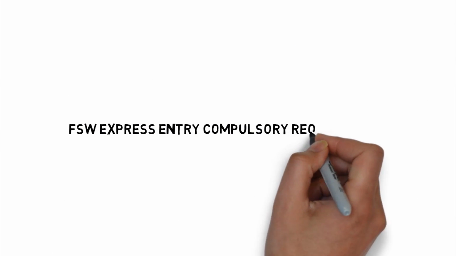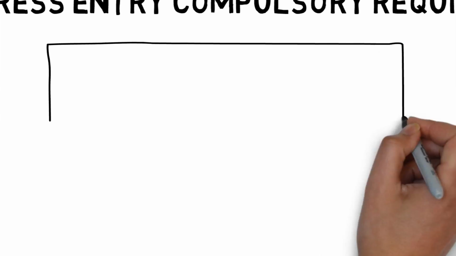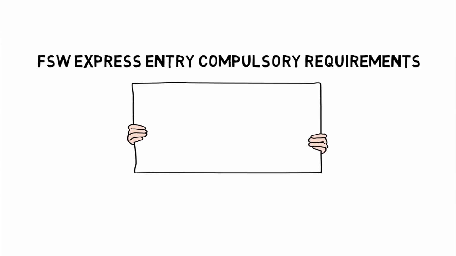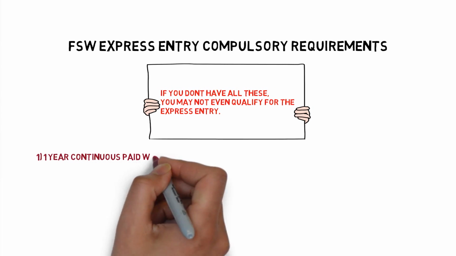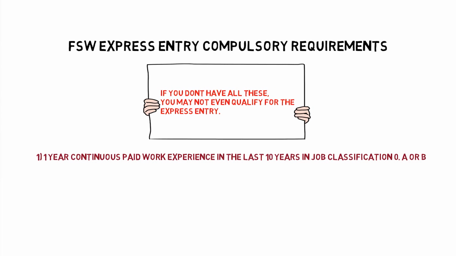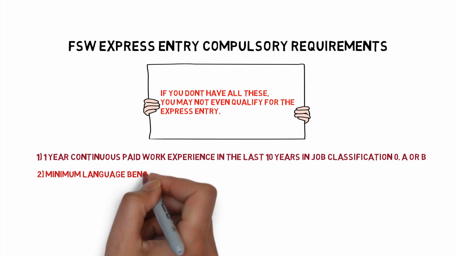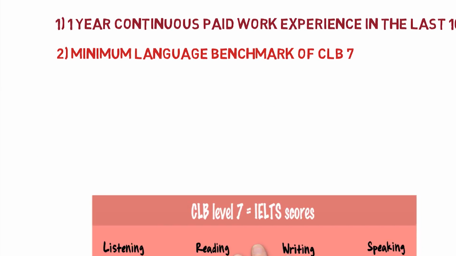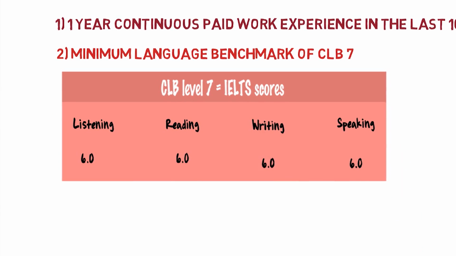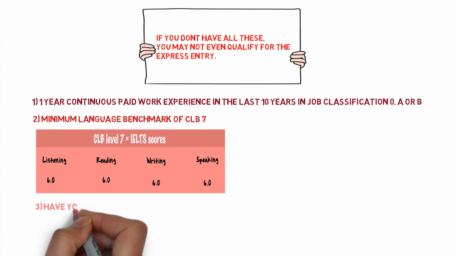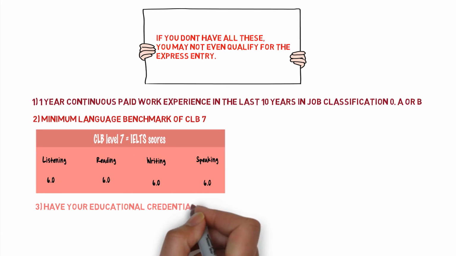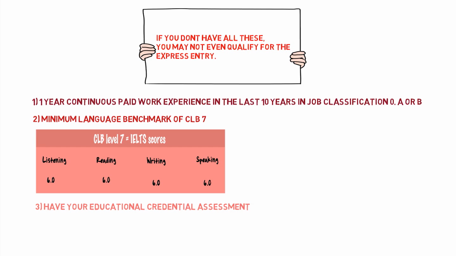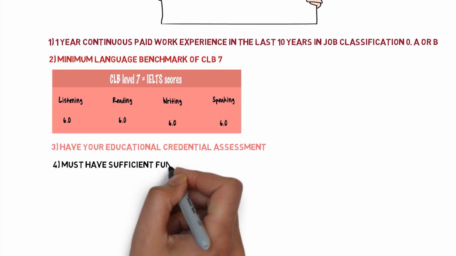First of all, I would like to talk about the compulsory requirements for this program. And if you don't have any of these requirements, you may not even qualify to apply. So here are the compulsory requirements. Number 1, you must have at least 1 year of continuous paid work experience in the last 10 years in job classification 0, A or B. Number 2, minimum language benchmark of CLB 7, which translates to 6 in each Ielts band. Number 3, you must have your credential evaluation assessed. And number 4, you must have sufficient funds to resettle in Canada.